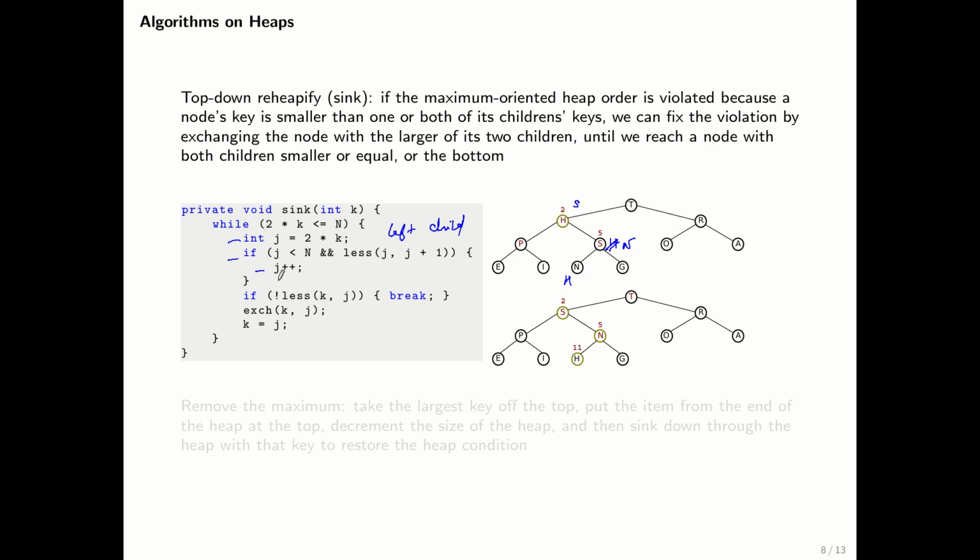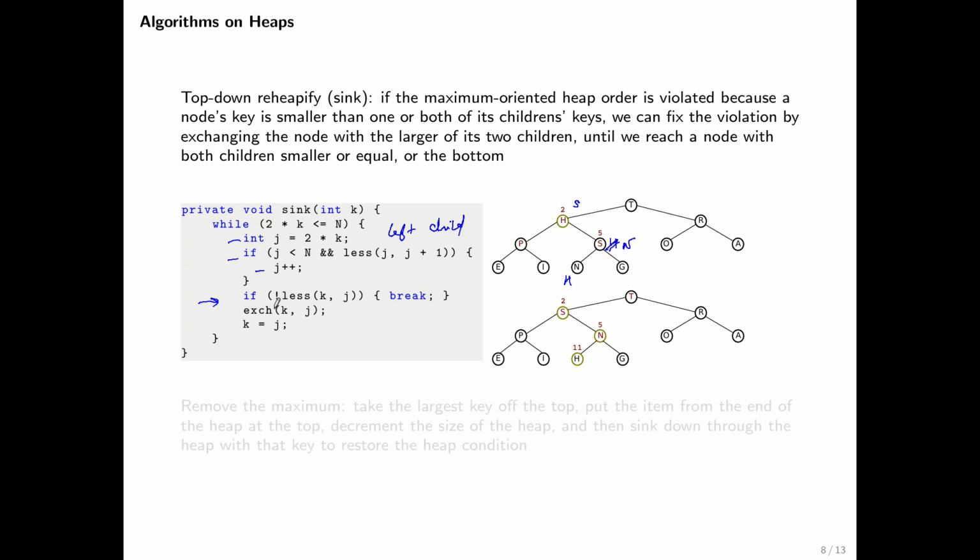So once this increment is done, j now is the index of the right child. So what we are doing here is basically picking the larger of the two children. If this condition is true, we increment j by 1, and if we are here, then we know that j is either the index of the left child or the right child, depending on which one is larger. So j is here basically the index of the larger of the two children of k.